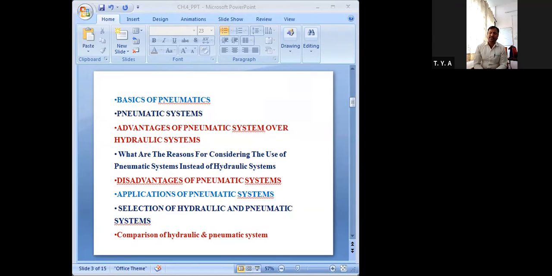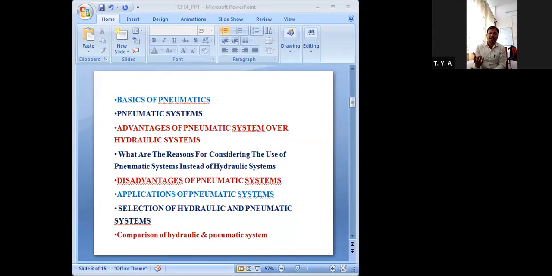Again, these pneumatic systems are comparatively cheaper in cost than our hydraulic system. Then this pneumatic system provides better operational advantages when compared to your hydraulic system. Then, compared to your hydraulic system, pneumatic components are lesser in weight. Okay, in general, this point also you can consider.